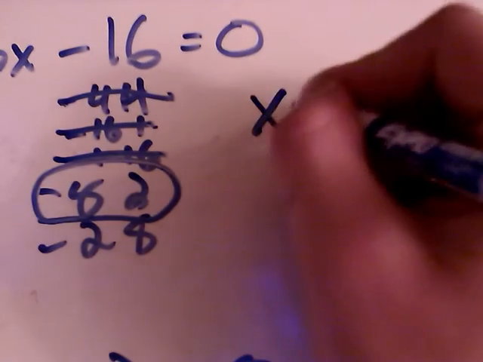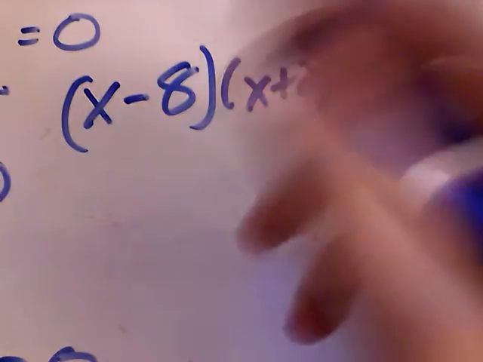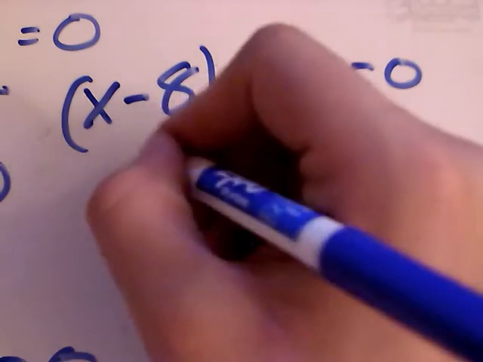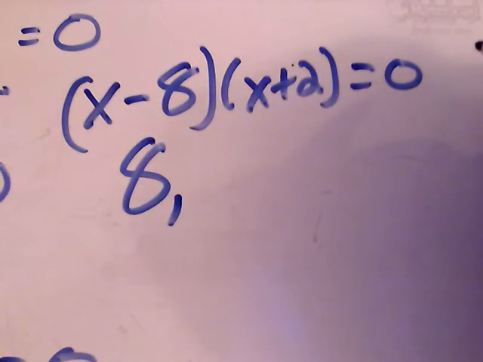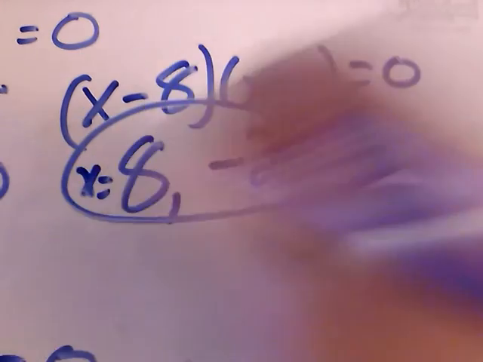So we're going to make our factors. Once again, what minus 8 is 0? Well, that's 8. And what plus 2 is 0? Well, that's negative 2. And if you need to split that up to see that, like we did in the first example, do so, please.